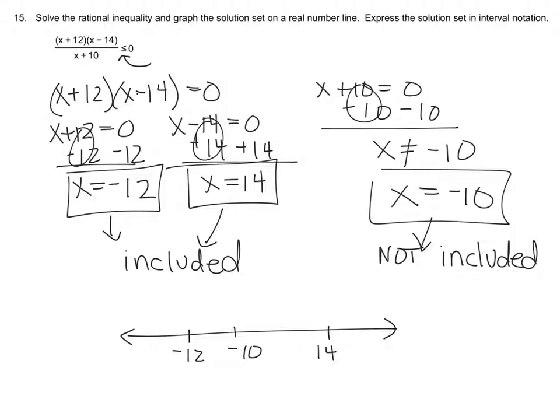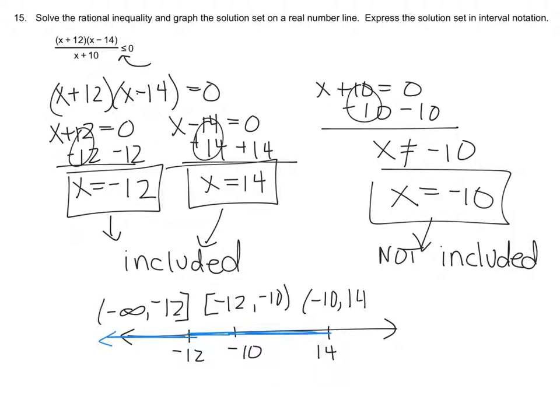Now I'm going to plot these boundary points on a number line and create intervals. My first interval is negative infinity to negative 12, and negative 12 is included. My second interval is negative 12 to negative 10, and the negative 10 is not included. Then I have a third interval of negative 10 to positive 14, and a fourth interval of 14 to positive infinity.